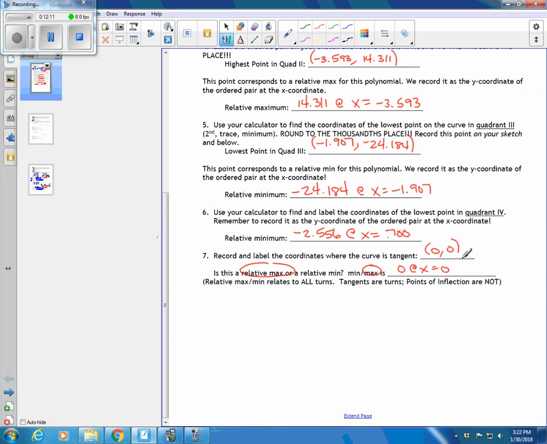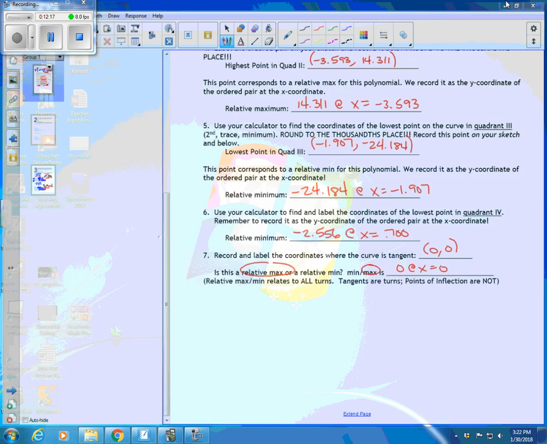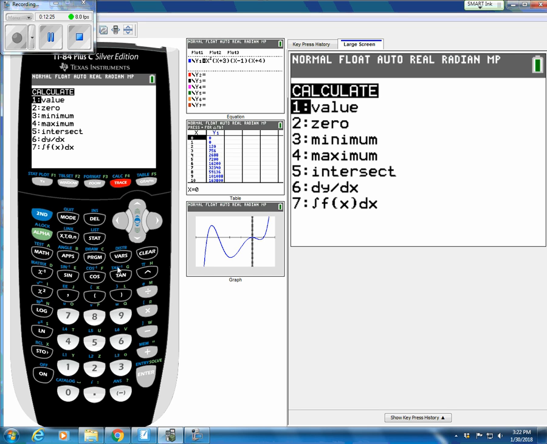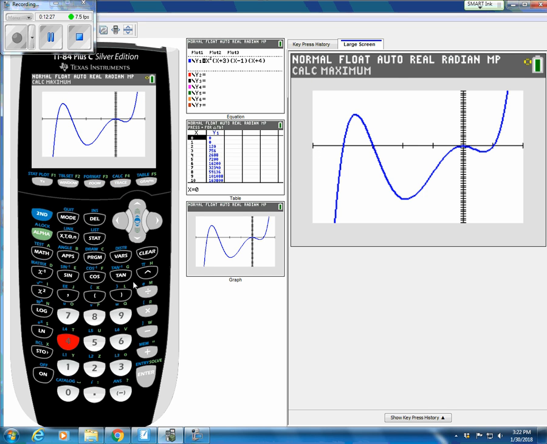Now, just for fun, let's go to our calculator and see if we can get the calculator to give us that tangent that happened at the origin. Like I said, you should have already known it was there, but sometimes you could be a little OCD and be like, oh, I want to prove it. Okay, so second trace maximum. Point to the left of that origin, point to the right.